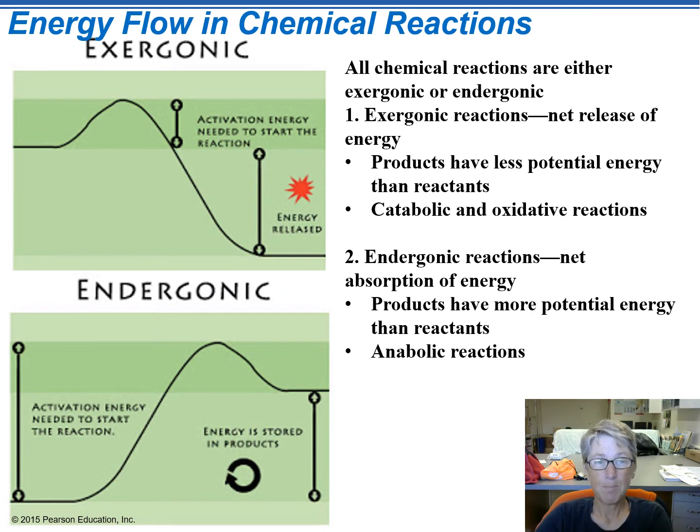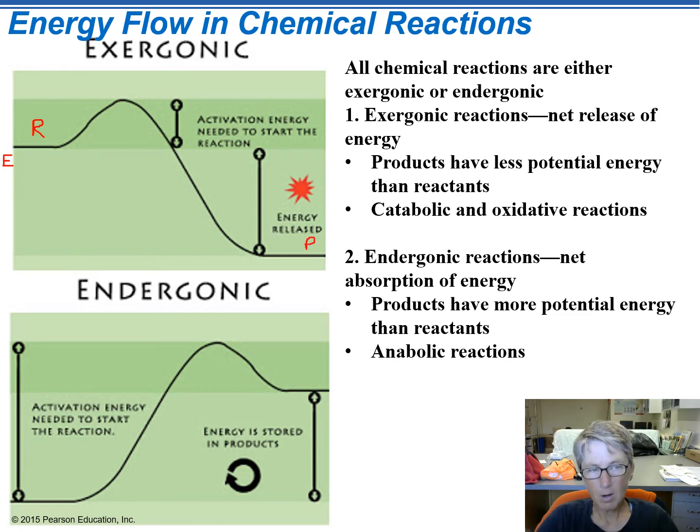Okay, endergonic and exergonic. So this is energy flow. All chemical reactions are either exergonic or endergonic. So let's look at the exergonic reaction. You'd have energy on the y-axis here, and it says in an exergonic reaction, you have a net release of energy. So here are the reactants over here, and then the products are down here.